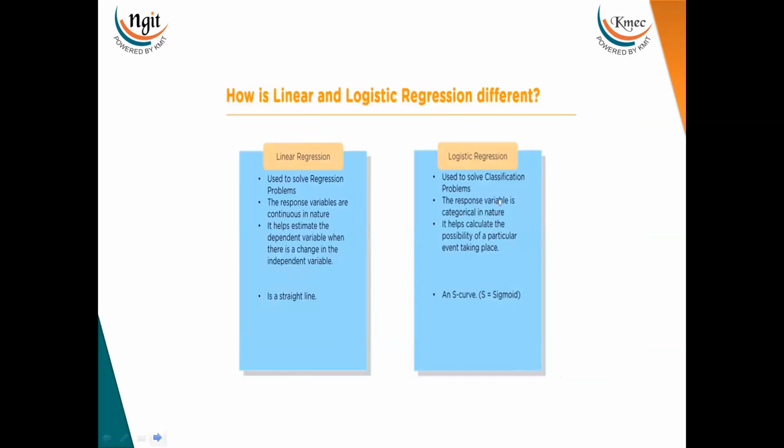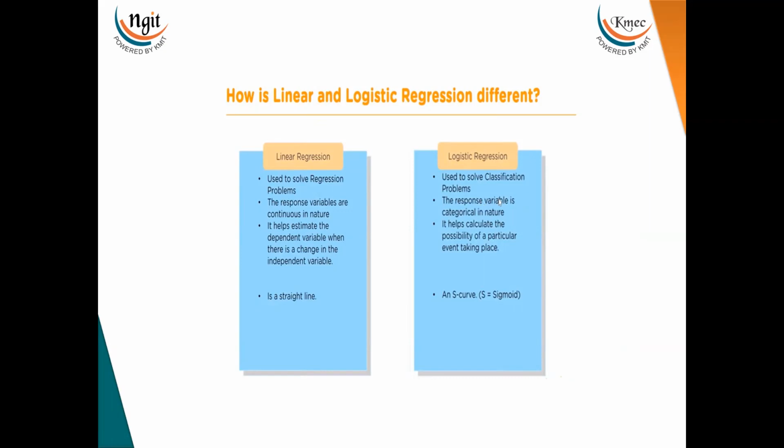Now, if I want to know the basic difference between linear regression and logistic regression: as we know, linear regression is used to solve the regression problem, and logistic regression is used to solve the classification problem. Here, our response variable will be continuous in nature, but here our response variable will be discrete or categorical in nature. As we discussed, as age increases, salary will increase with time. But if I want to categorize whether a person will get the promotion or not, or whether a car will break down or not, that is nothing but categorical kind of data. So it will fall into logistic regression.